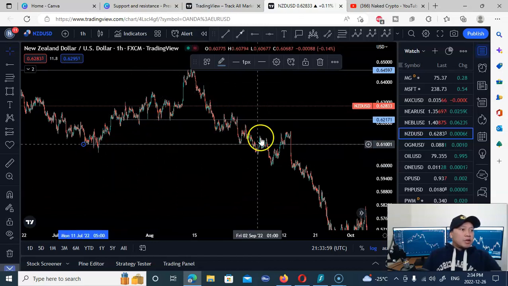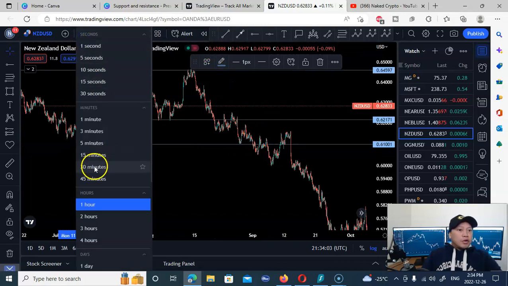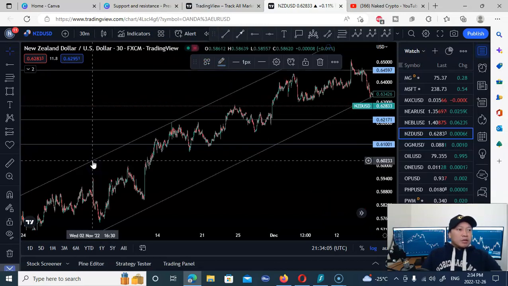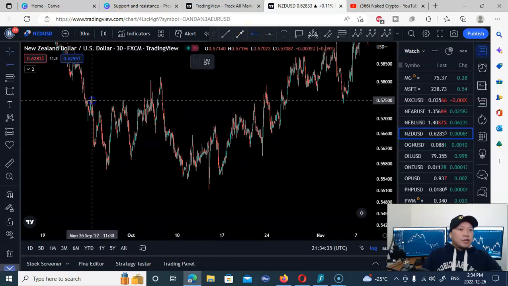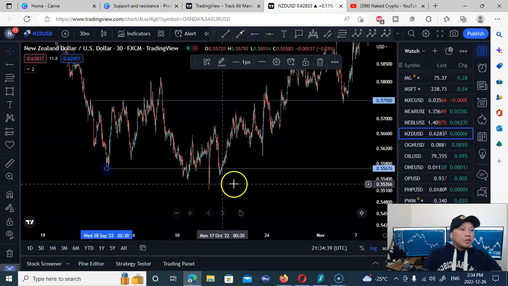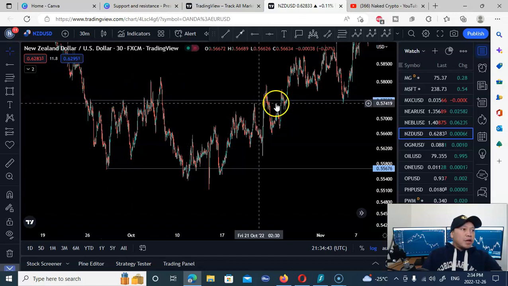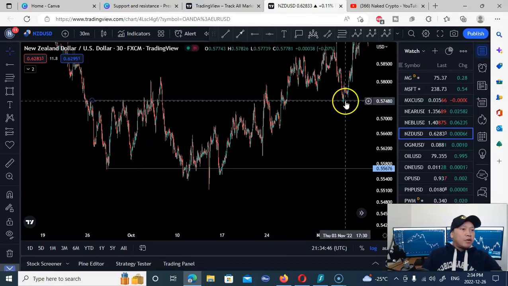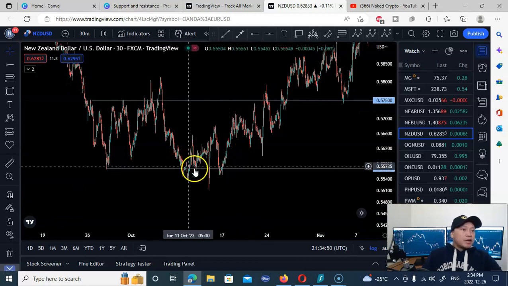Similar here, and it's up to you if you want to still go down to 30 minutes or 15 minutes. On the 30 minutes, let's say somewhere here, you can see lots of price bounces on these areas, lots of activity going on here, here, the price reacted on this area.